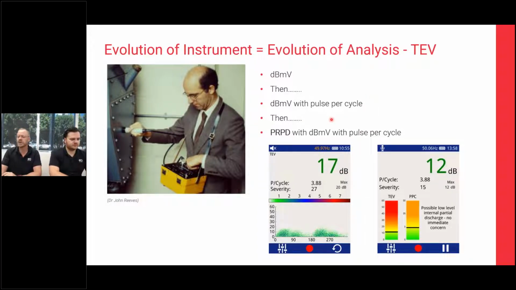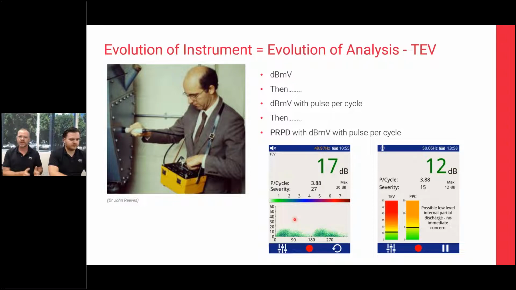So now, about 5 or 6 years ago, EA Technology invented the UltraTEV Plus 2. And what it's able to see is the phase resolved partial discharge pattern. That is this pattern here, where my mouse is, showing you what's going on in the field. Now, the phase resolved partial discharge pattern was always there. It's just that we could never detect it.